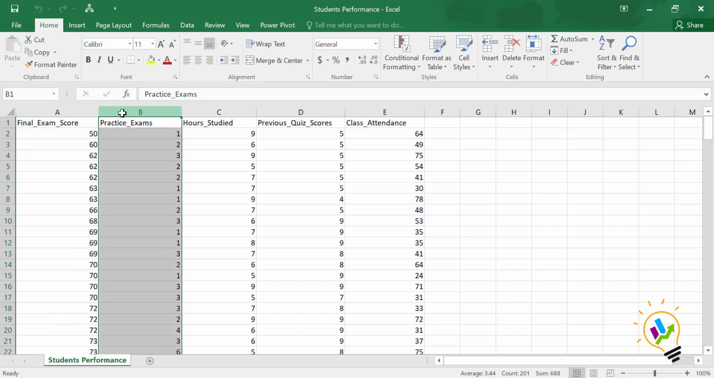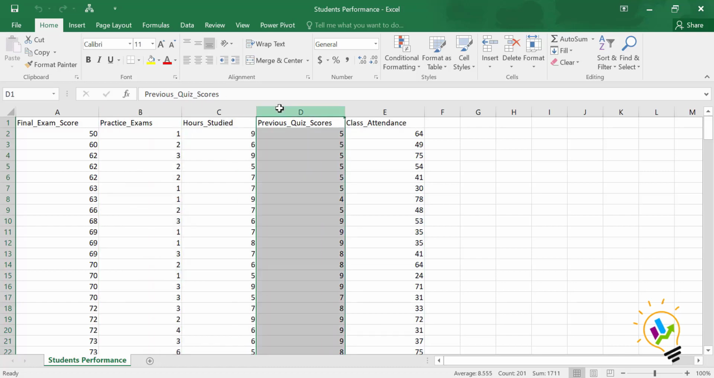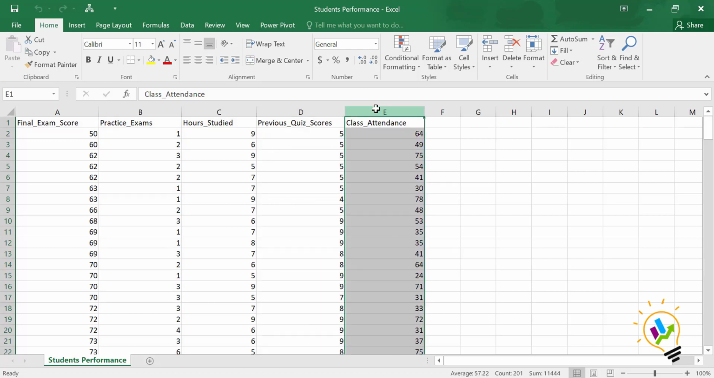The first one is practice exams, meaning the number of exams the candidate has taken in the semester. The second one is hours studied, meaning the number of hours they have kept per day for studying. The third one is previous quiz score, meaning how much score they got in the quiz. And the fourth one is class attendance. This is the number of classes they have attended in that particular semester.